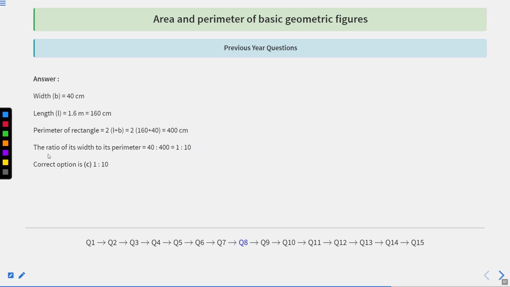And the goal was the ratio of its width to its perimeter. So the ratio of its width to its perimeter is 40 is to 400. This is your width, this is your perimeter. Just put it in a fraction, 40 upon 400, and on simplification you will have 1 is to 10. So option C is correct here, that is 1 is to 10.